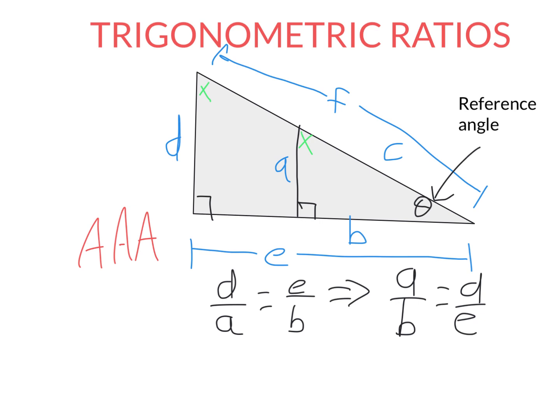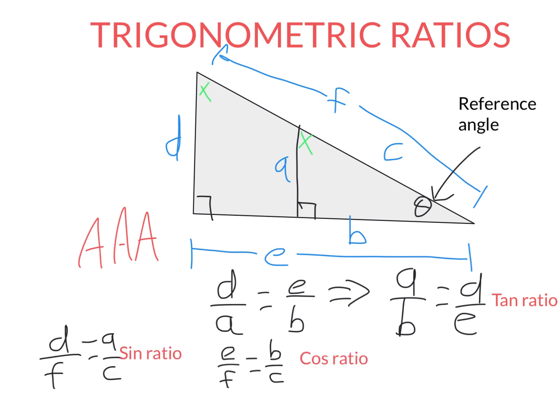So it turns out that if you have an angle here that's fixed, whatever it is, 30 degrees, 20 degrees, whatever, the ratio of this side to this side is the same as the ratio of this side to this side. So we call this ratio the tangent ratio, or tan ratio for short. So by similar logic, I have D over F equals A over C. That's called the sine ratio, or sin ratio for short. And similarly, E over F equals B over C. That is the cosine ratio, or cos for short.